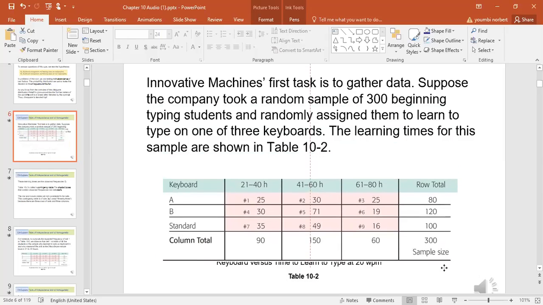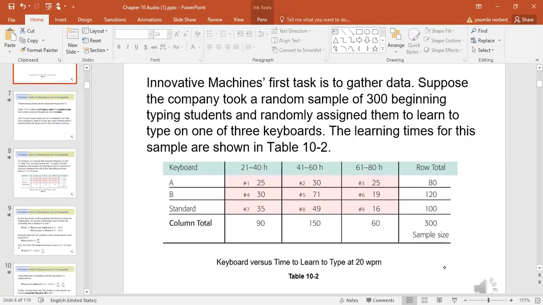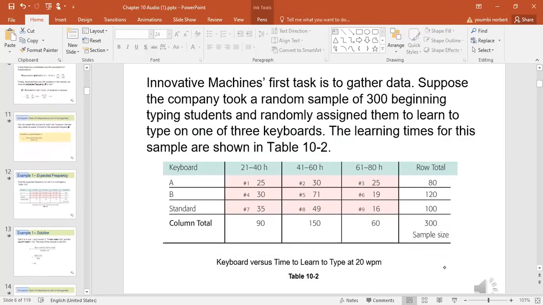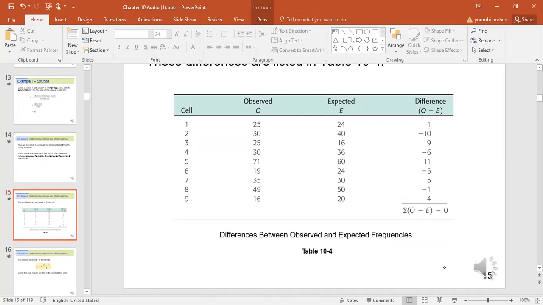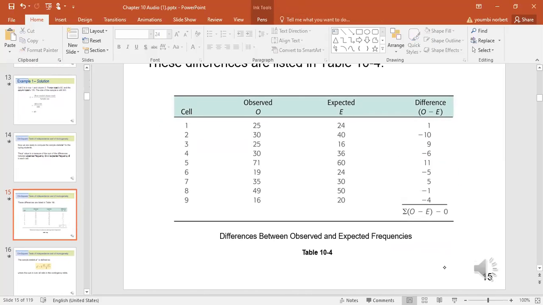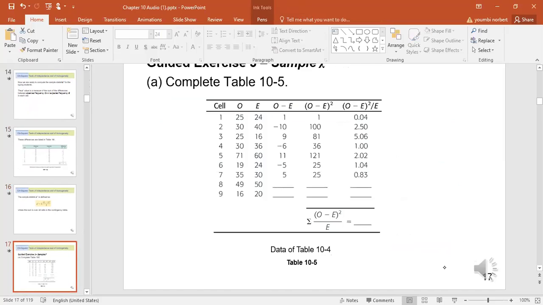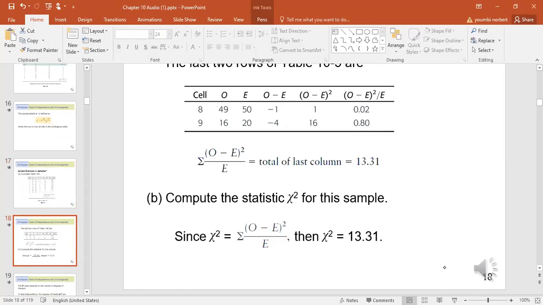So if you wanted to do this manually, you will compute the expected values and put them in a column: observed, expected, do O minus E, and then take the square, divide it by E again, and add them up. And you see the chi-square, the test value.